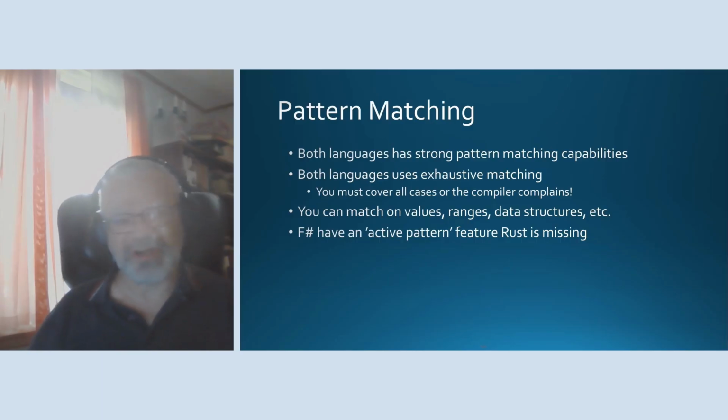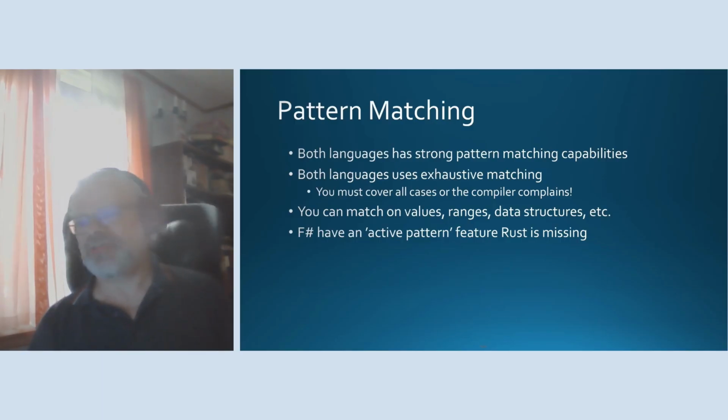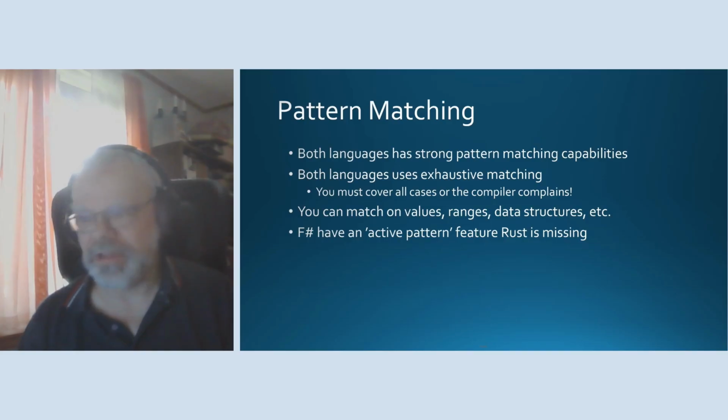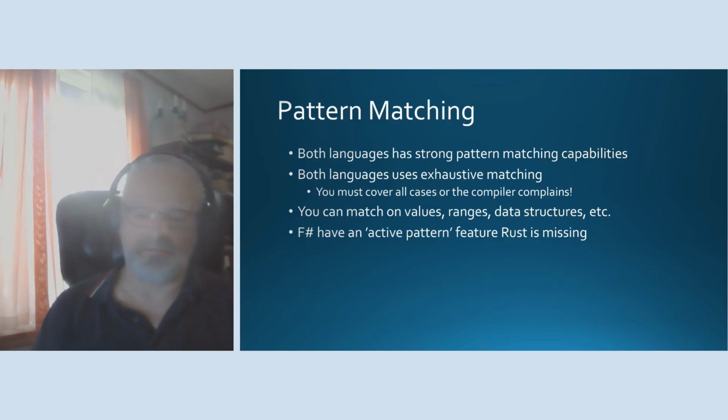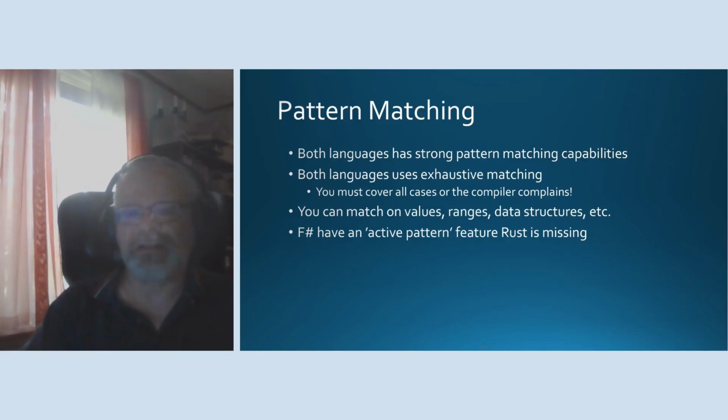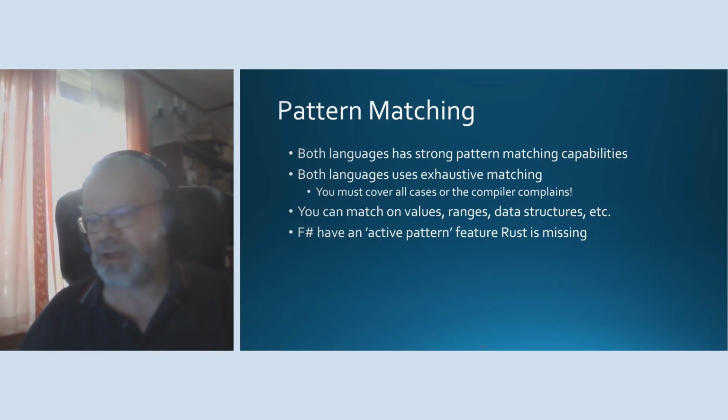That brings us to pattern matching. Both languages have strong pattern matching capabilities, and you can match on a lot of different things, values, ranges, data structures, etc. And both languages use exhaustive matching. That means that the compiler will complain if you do not cover all cases. F# also has an active pattern feature that Rust is missing, as far as I know. I will show that.